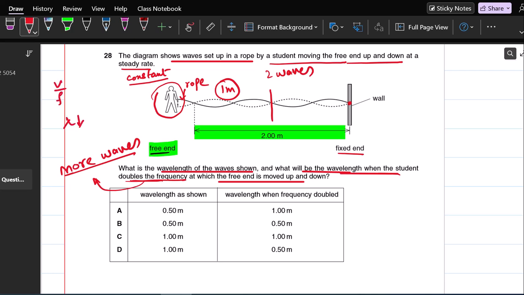v divided by f is equal to wavelength. If frequency is increased, wavelength decreases. It becomes half. So the wavelength as shown is 1 meter, so A and B are wrong. When we double the frequency, the wavelength will decrease. D is right here, it is 1 meter, and now the wavelength will decrease.